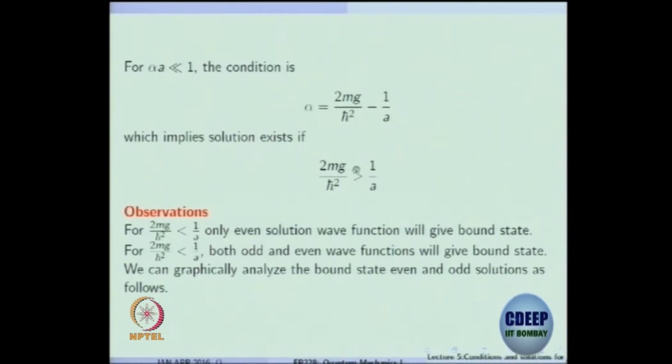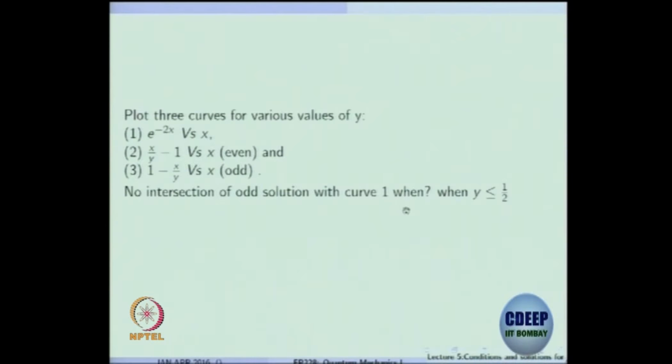Y greater than half, both odd and even will exist, because for any y you will have an even solution. We did not find any condition like this. For the odd solution, if y is greater than half, you will have a solution, but you will not have a solution when y is less than or equal to half also. Is that right? Because alpha has to be positive. So, no intersection of odd solution with curve 1 when y is less than or equal to half. This is what I have tried to show you from the earlier slide. Both odd and even intersect curve 1. This is this curve 1 for y greater than half.